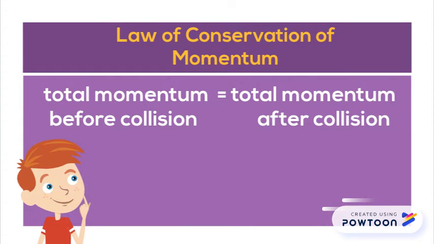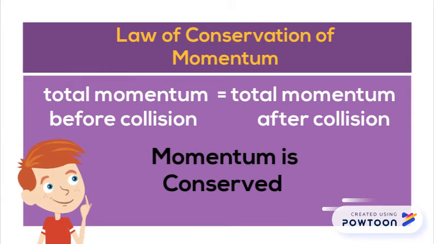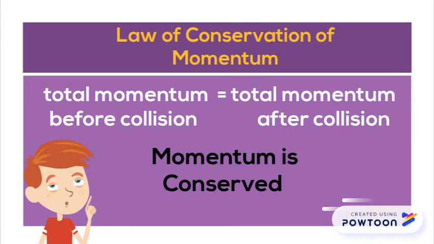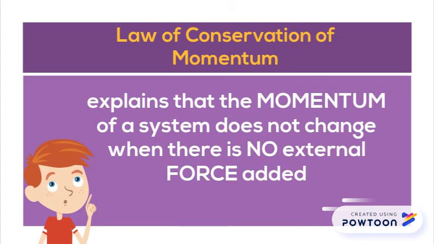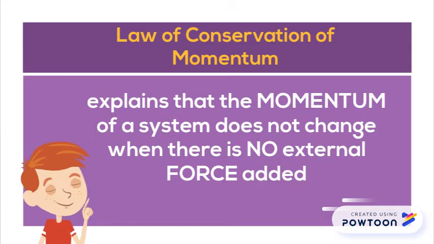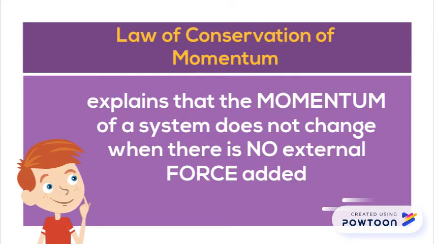Total momentum before collision is equal to total momentum after collision. Momentum is conserved. This explains that the momentum of a system does not change when there is no external force added.